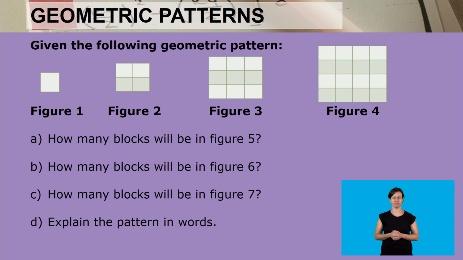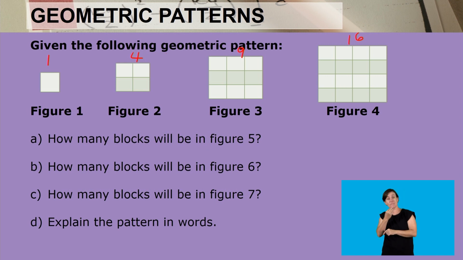Now these figures form a geometric pattern. Now we have to see what that pattern is. So in the first figure we have 1 block. In the second figure we have 4 blocks. In the third figure, we have 9 blocks, and in the fourth figure, we have 16 blocks. So that is the pattern that is formed there. So how many blocks will be in figure 5?